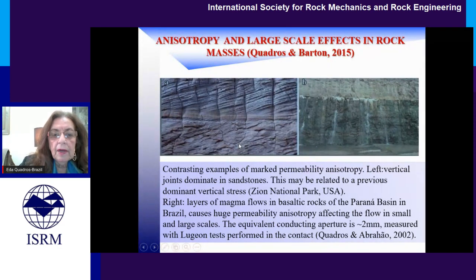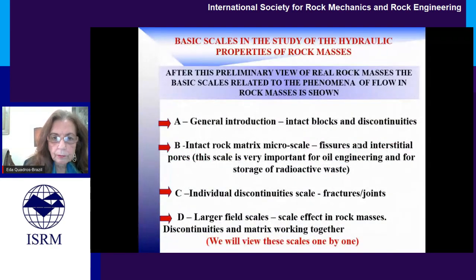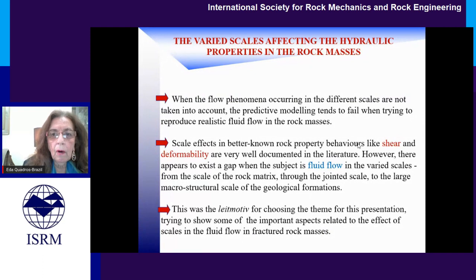On the right are the layers of magma flows in basaltic rocks of the Paraná Basin in Brazil, which cause huge permeability anisotropy affecting the flow at small and large scales. The equivalent conducting aperture for this case is about 2 millimeters, measured with injection tests performed in the contact. When the flow phenomena occurring at different scales are not taken into account, the predictive modeling tends to fail when trying to reproduce realistic fluid flow in the rock masses.